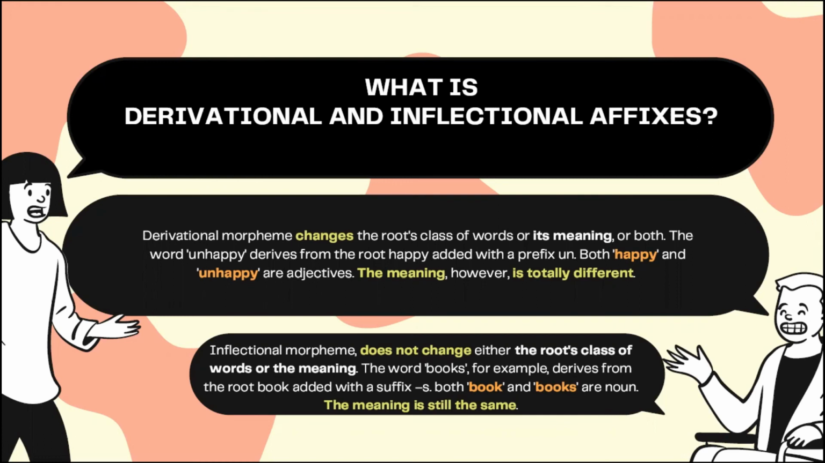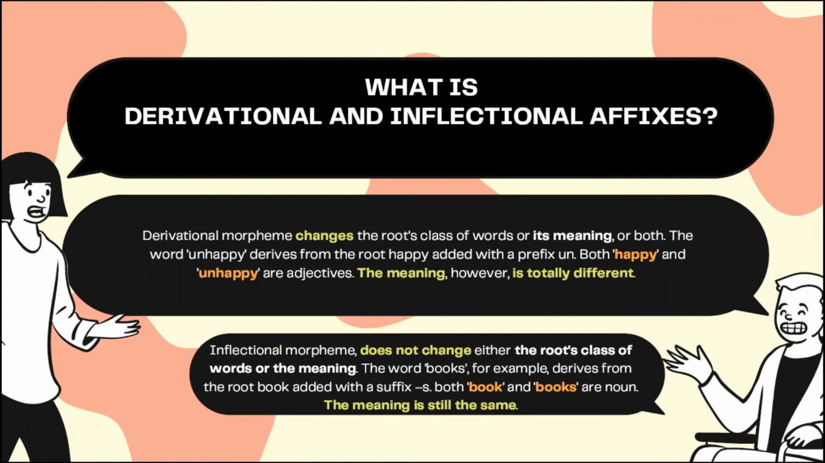The second one is the inflectional morpheme. An inflectional morpheme does not change either the root's class of words or the meaning. The word books, for example, derives from the root book, added with the suffix s. Both book and books are nouns. The meaning is still the same. This is what I was talking about before.